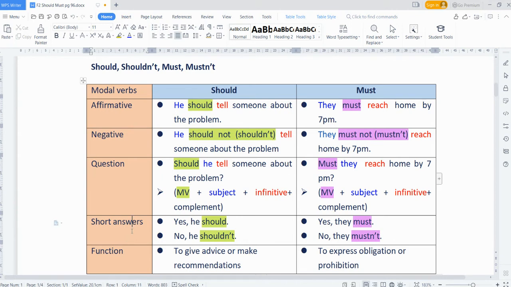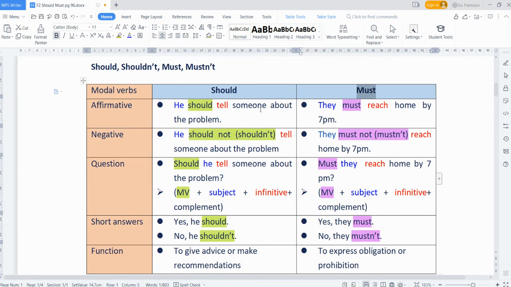And then when you want to give short answers to the question, if the answer is yes, the answer is positive, then you say yes, and then you look at the pronoun. The pronoun is based on the subject. Yes, he should, full stop. And then if the answer is negative, then you say no, comma, he shouldn't. Not no, he should not, or no, he shouldn't. When do you want to use the word should or should not? We use these two words when you want to give advice, kita nak memberi nasihat, or make recommendations, ataupun nak membuat saranan.